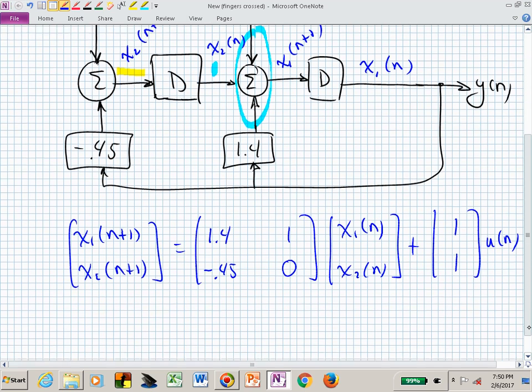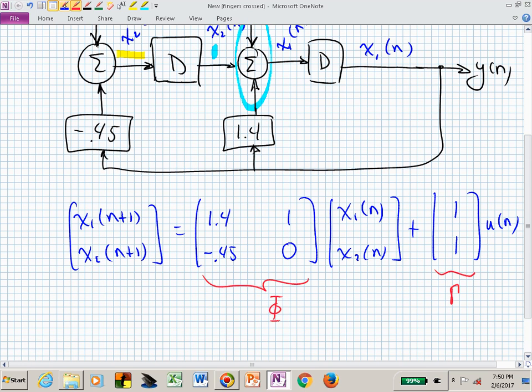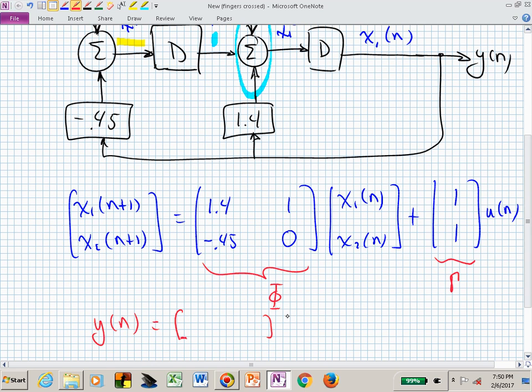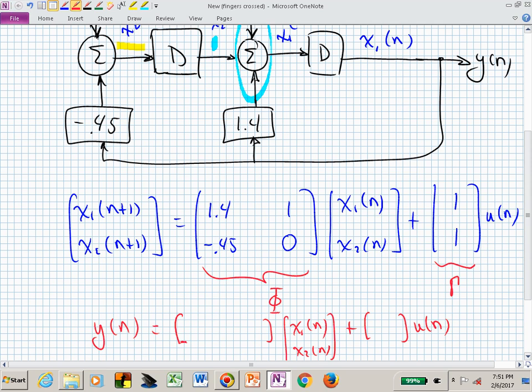What's my output equation look like? In this case, I now have defined a phi matrix, that's my system matrix, and a gamma matrix, my input matrix. What's the output equation look like? Y of n is equal to something times x1 of n, x sub 2 of n, plus something times u of n. How do I fill in these blanks?